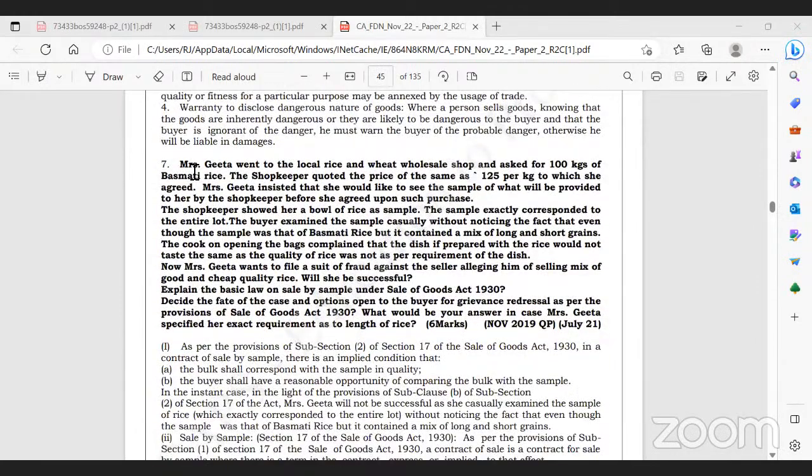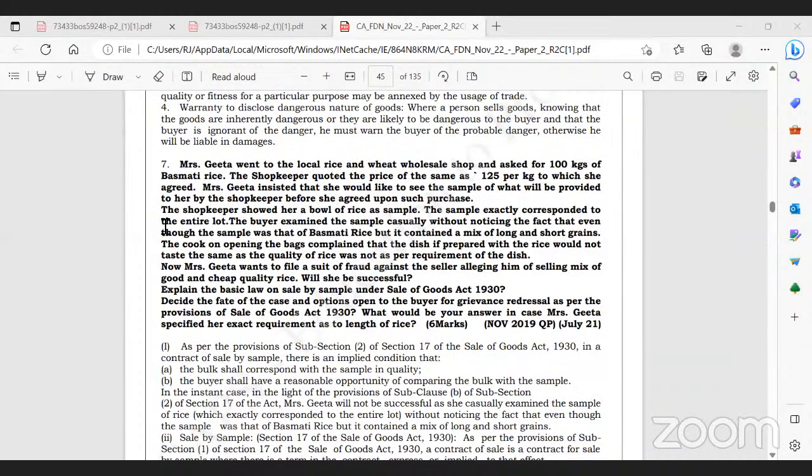Next. Mrs. Geeta went to the local rice and wheat wholesale shop and asked for 100 kgs of basmati rice. The shopkeeper quoted the price of the same as 125 per kg, to which she agreed. Mrs. Geeta insisted that she would like to see the sample of what will be provided to her by the shopkeeper before she agreed upon such purchase. The shopkeeper showed her a bowl of rice as sample.